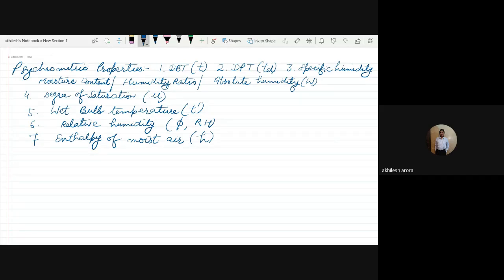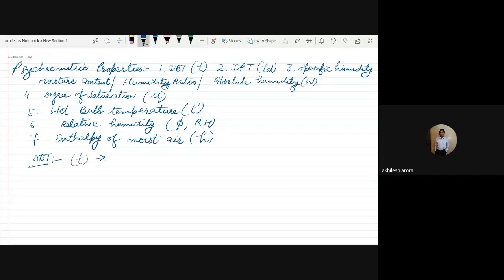So we talked about dry bulb temperature earlier also. The dry bulb temperature is the temperature recorded by a thermometer whose bulb portion is not affected by moisture, and there are no direct radiations. Basically, if we keep the thermometer in a shady area and measure the temperature, what is shown on that thermometer will be the dry bulb temperature. So it is T.